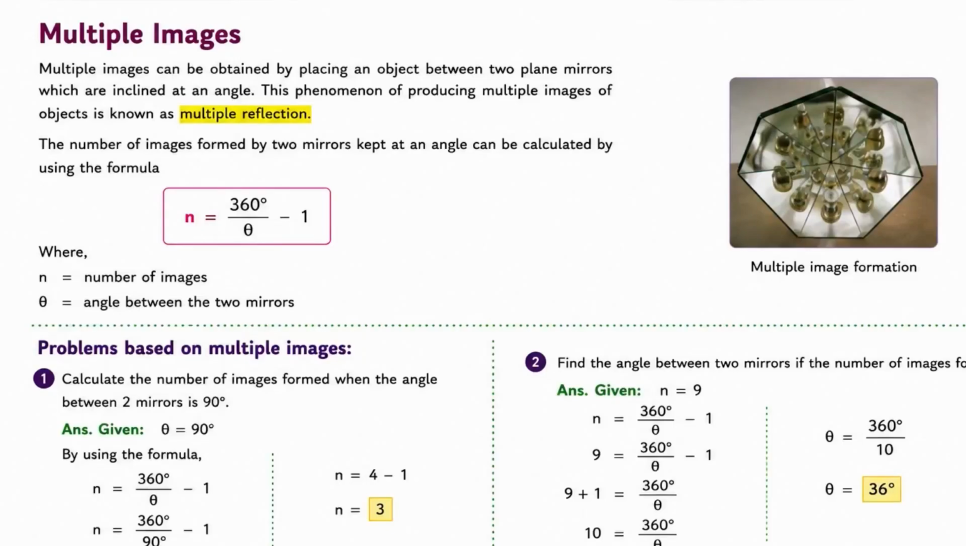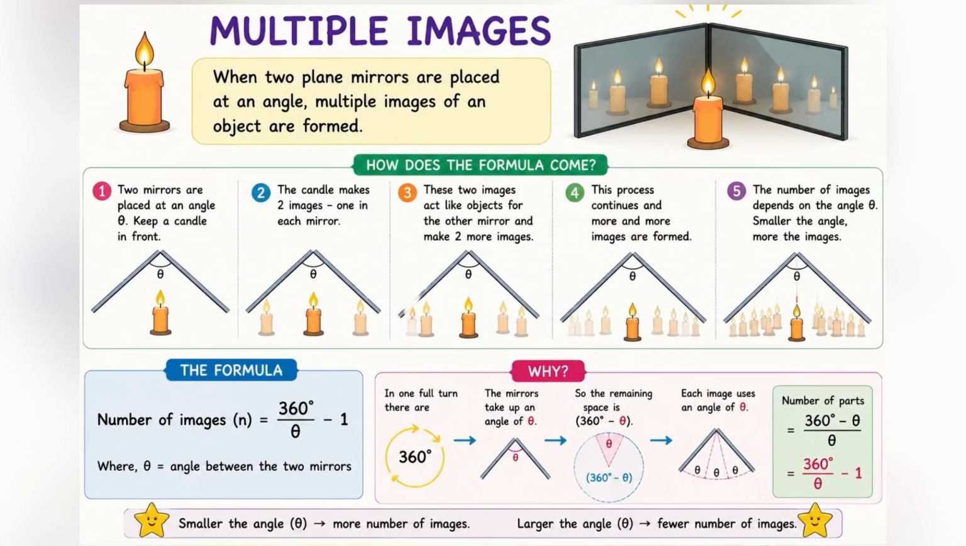So now that we understand how images are formed by plane mirrors, let's learn another interesting phenomenon, that is multiple images. So when an object is placed between two plane mirrors that are kept at an angle, we can see several images of the same object instead of just one.